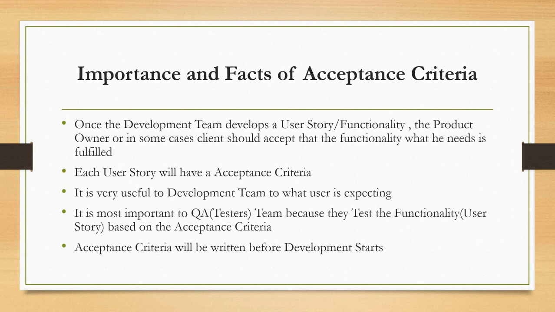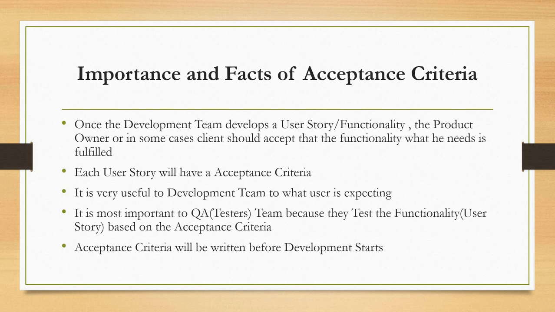The first point: once the development team develops a user story or the functionality, the product owners, or in some cases even the client himself, should accept that the functionality being developed is fulfilled. Now how do they do it? The acceptance criteria actually helps them to do this.